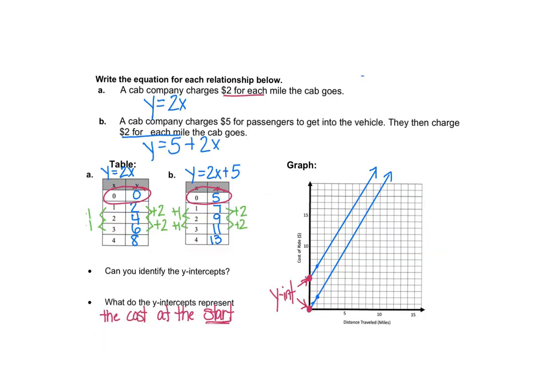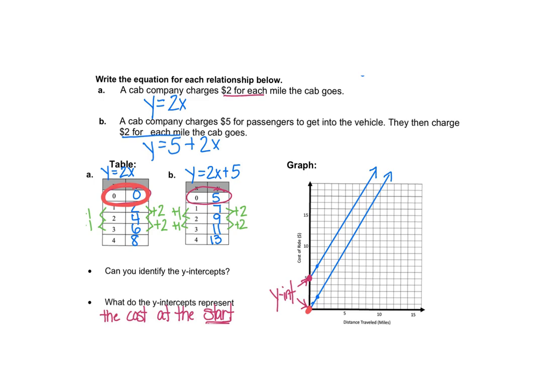We also did this problem a few days ago, where we were talking about these two relationships where a cab company was charging $2 for each mile. And then the second one was charging $5 for the passengers to get into the vehicle, and then they charged $2 for each mile. And notice that we had identified the y-intercepts in both of these situations. We have the y-intercept right here. In the first one, it's 0 because a line is going to start at the 0.